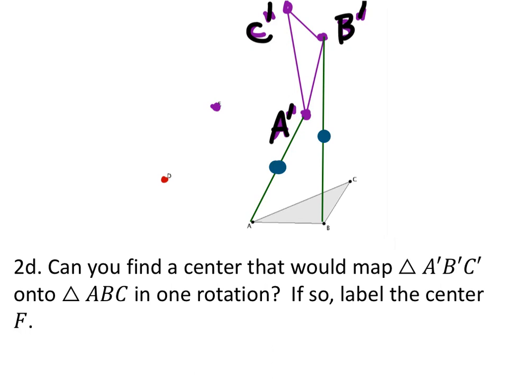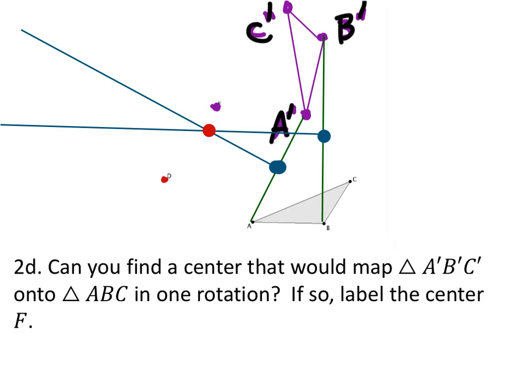So I connected them and found the halfway point. Then I've got to draw a line that's perpendicular to the green one. Now, the reason I don't need that third line, even though I could use it to confirm this, is that the point right there would be the center of rotation to get this purple triangle back onto that original pre-image.